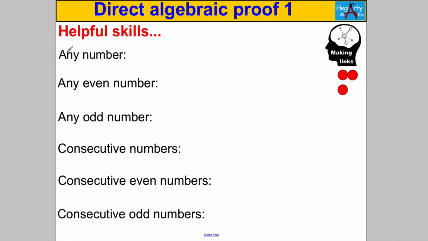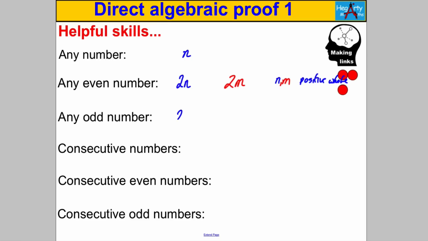If you're trying to prove something about any number, you can use a letter to represent it. You could use anything you want, but usually in these types of proofs we use n to represent a number. Now, what about if it was an even number? Well, remember, all even numbers are in the 2 times tables. So we would usually represent it by 2n. Or if we wanted a different even number, we might call it 2m, for example. But it's 2 times n, or m, where n and m would be positive whole numbers.